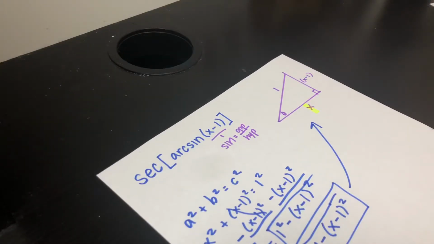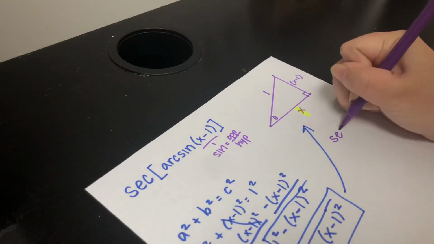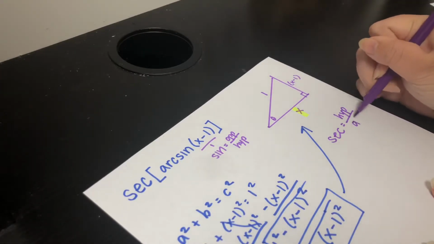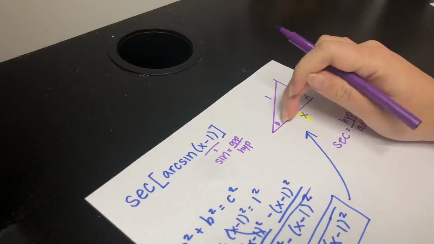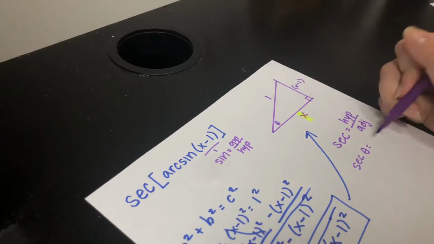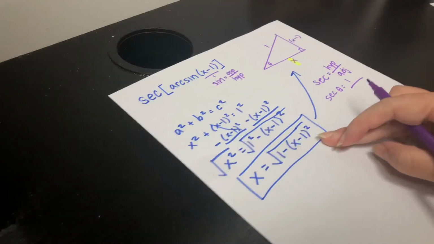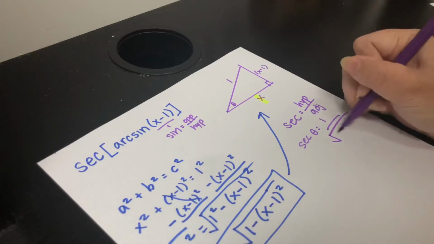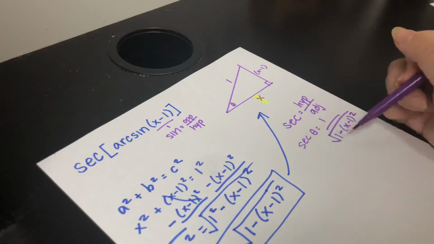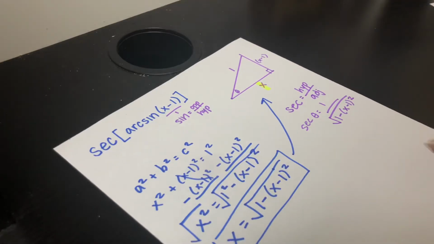And then first, we're supposed to try to find the secant. What we know already from prior knowledge is that the secant is equal to the hypotenuse over the adjacent. So if we go back to theta, the hypotenuse is 1, over the adjacent, which is what we've already found here, the square root of 1 minus (x minus 1) squared. Now we're not officially done here because we would have to rationalize the denominator, because there can't be any radicals in the denominator.